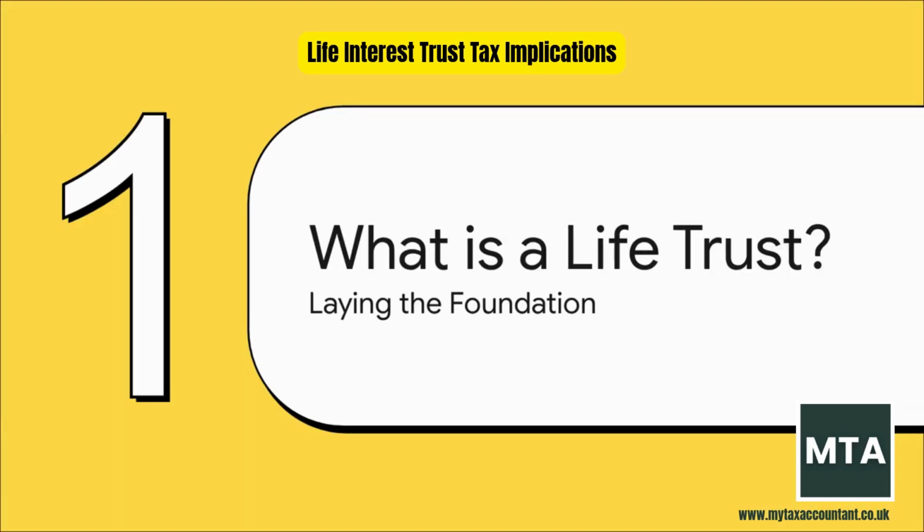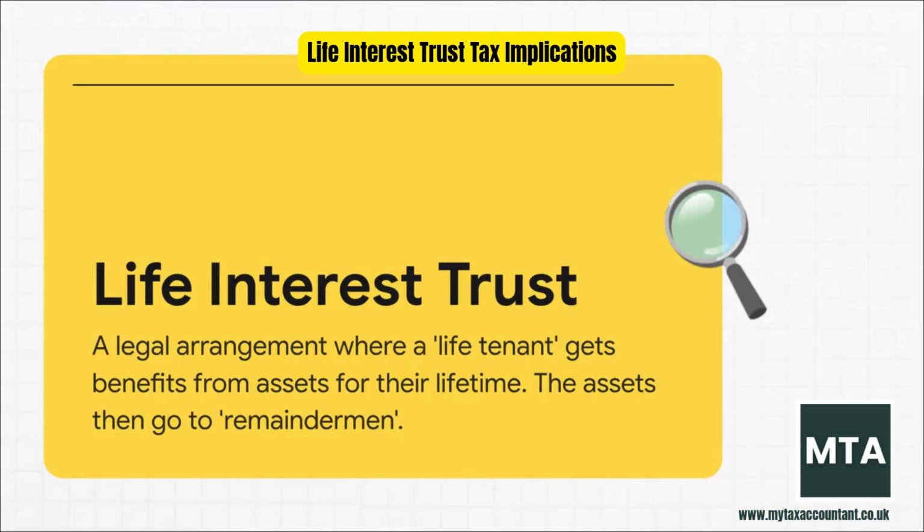Okay, so first things first, what on earth is a life interest trust? Let's break it down, nice and simple. Think of it like this. You're basically splitting an asset's benefits in two. One person, who we call the life tenant, gets the income from it or maybe gets to live in a property for their entire life. Then, after they pass away, the actual asset itself, the house, the investment portfolio, goes to someone else, who we call the remaindermen. It's a brilliant way to provide for someone you love right now while making sure that asset is protected for the next generation.